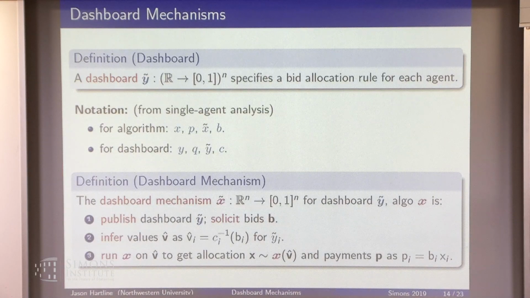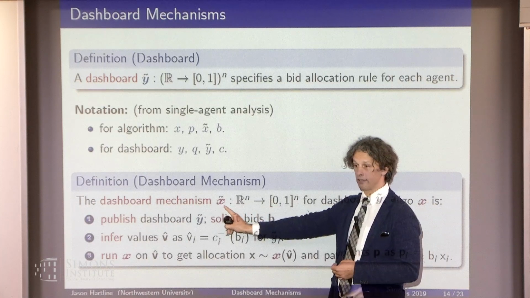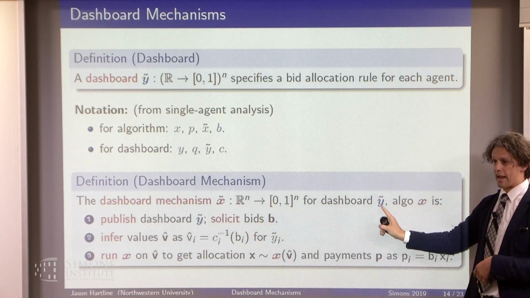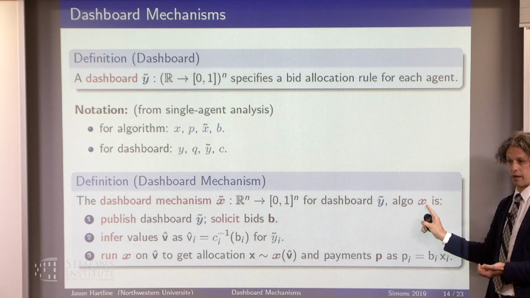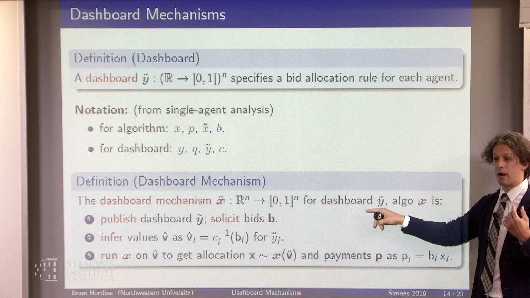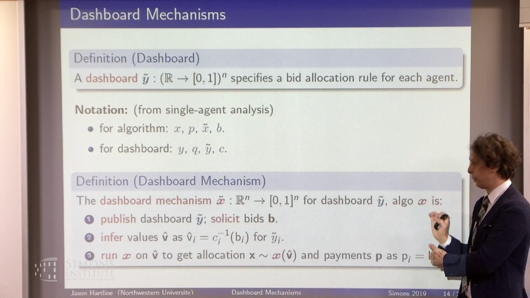Okay, so here's my dashboard mechanism. Formally, I wanted to find the bid allocation rule to map bids to who wins. I'm given some dashboard, and I'm given the stage allocation algorithm. Later, I'm going to be telling you how to construct the dashboard that I want to be given in this round so that good things happen.